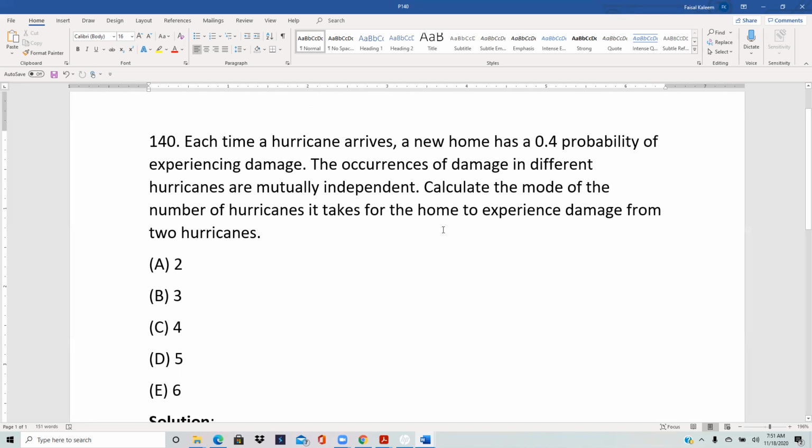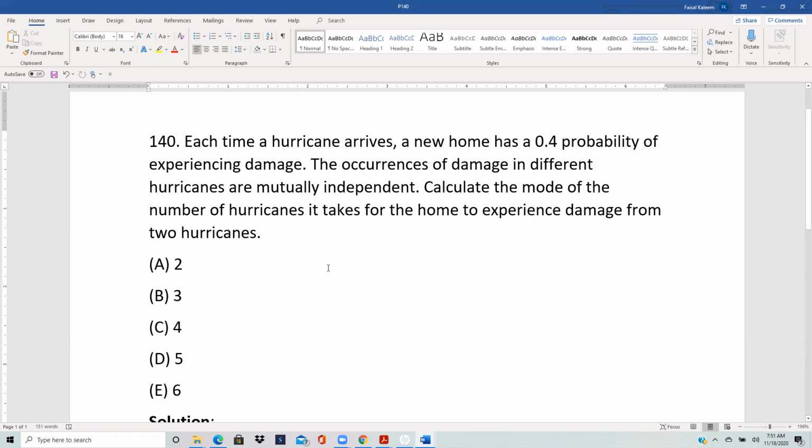Now, this reminds us of a geometric distribution. It's not a geometric distribution, but it kind of reminds us of it because we're talking about the number of hurricanes it takes for the home to experience damage from 2 hurricanes. Remember, geometric distribution was where you need the number of trials to get the first success. If this was just 1 hurricane, then it was geometric distribution, but we're talking 2 hurricanes here. So this is actually negative binomial distribution.